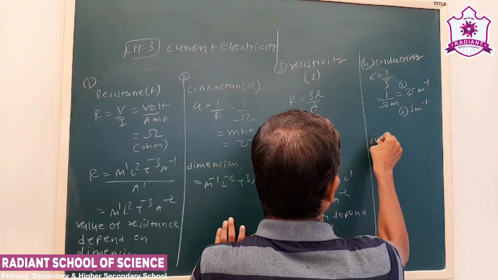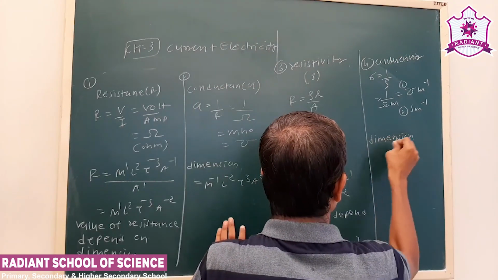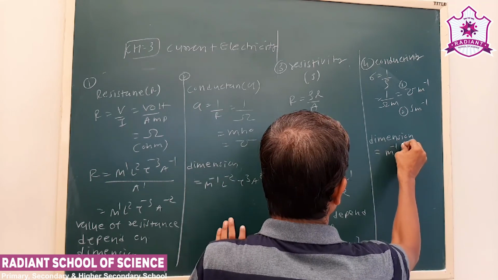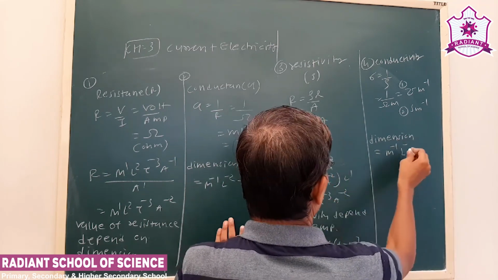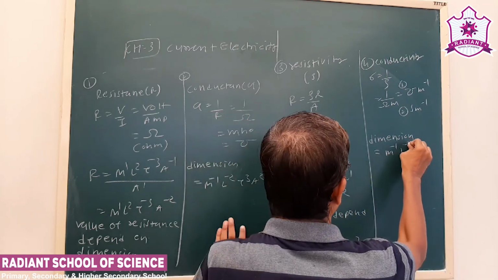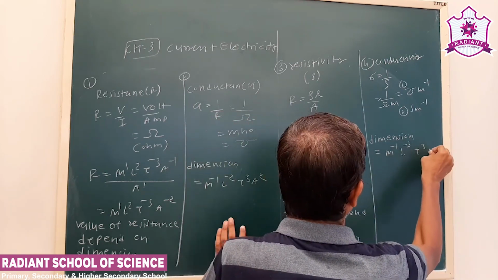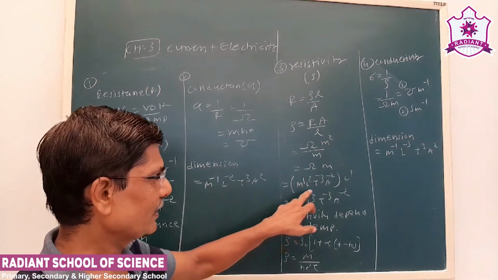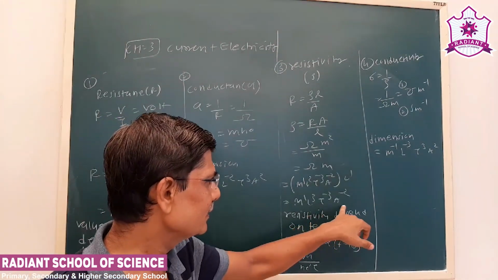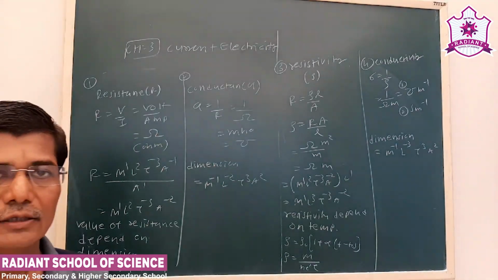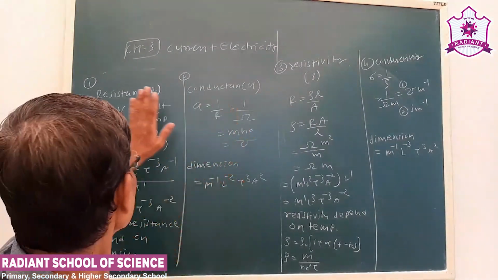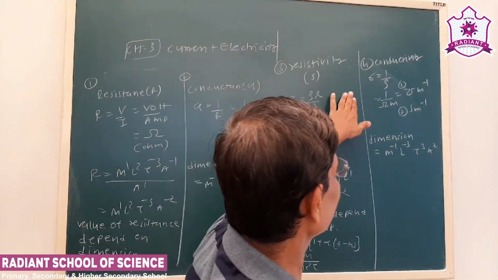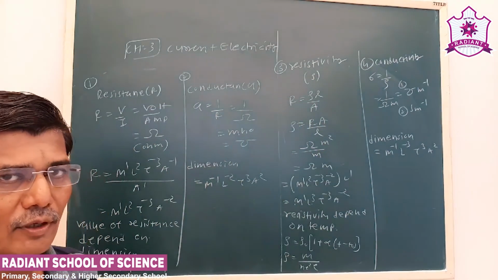So the dimension will be M minus 1 L minus 3 T3, the reciprocal of this. So M1 has become M minus 1, L3 has become L minus 3, and A2 has become A4. Okay, so this is about resistance, conductance, resistivity and conductivity. All four are very important properties.